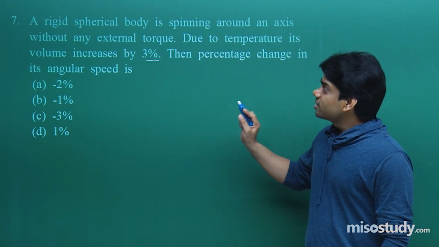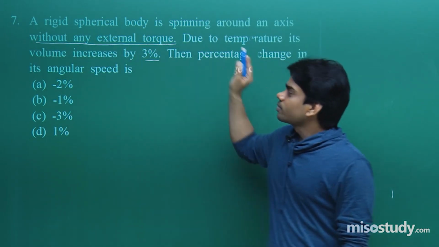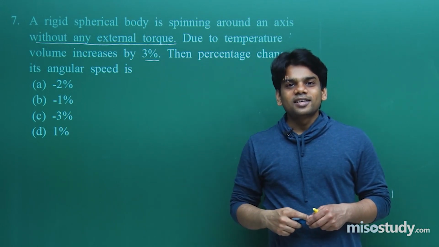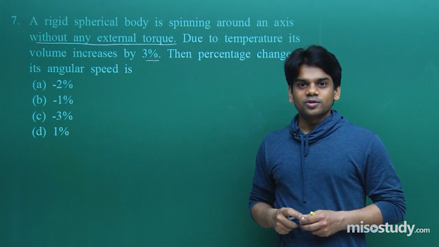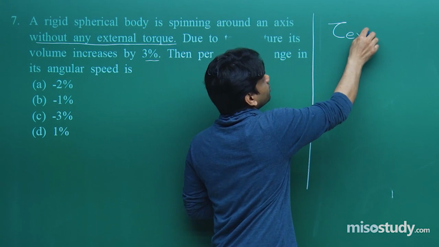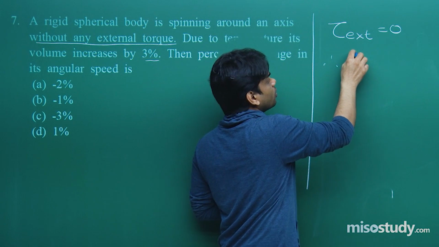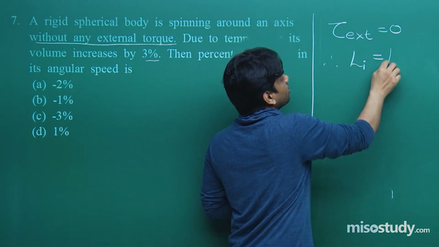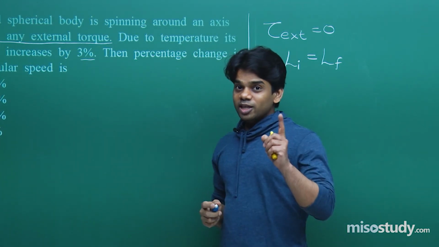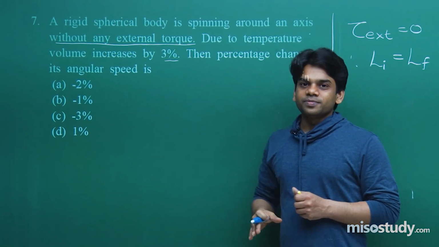Again, understand this statement: spinning around without any external torque. I hope you can make out from this statement that if no external torque is acting, angular momentum will remain conserved. So the first statement I am writing here from the first given information: external torque is equal to 0, therefore angular momentum will remain conserved. I am not writing the entire statement. L initial equals L final, initial angular momentum is equal to final angular momentum. That is what we can make out from the first statement. Due to temperature, its volume increases by 3%.